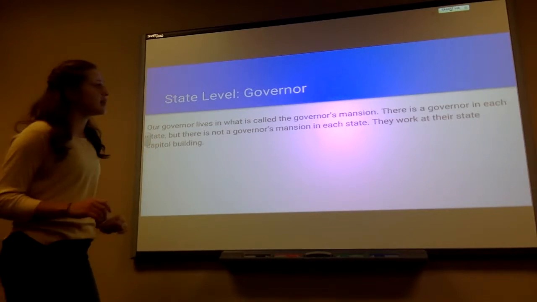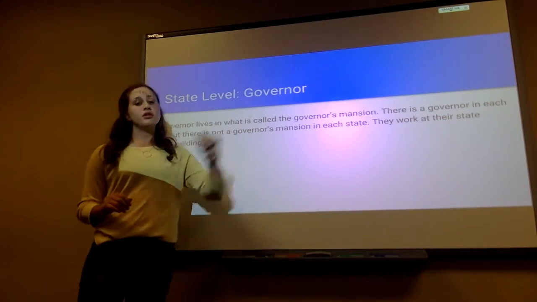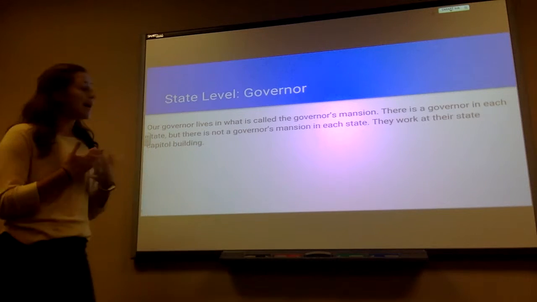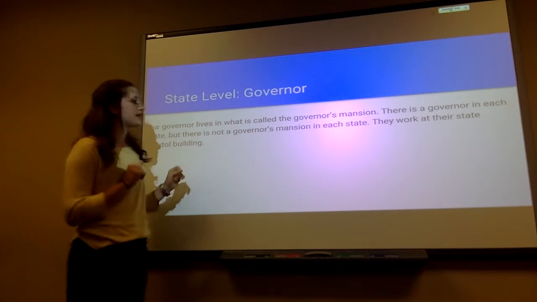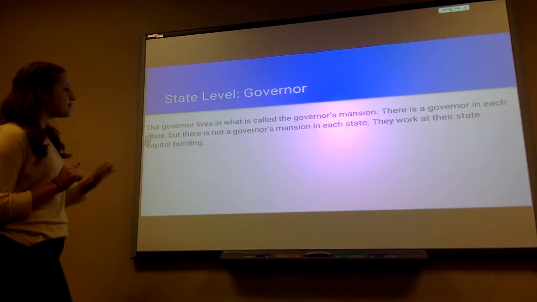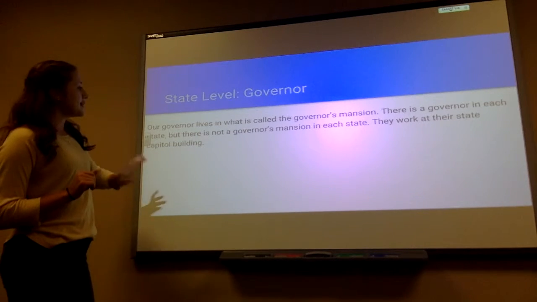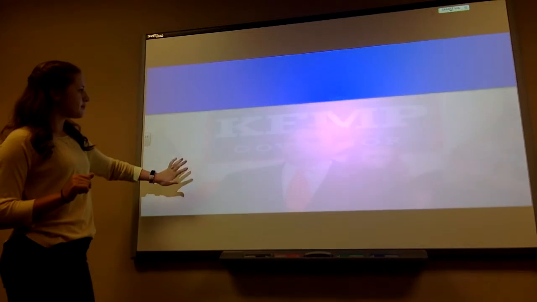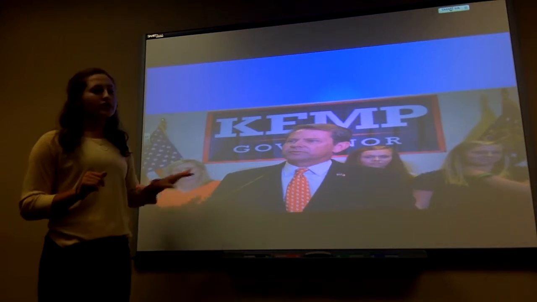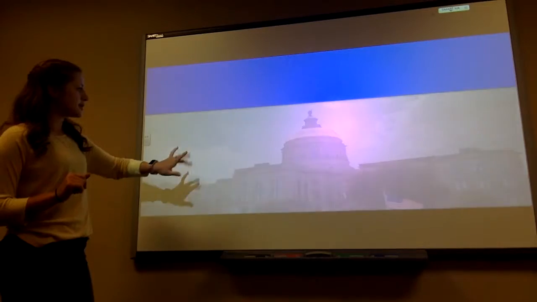The next level is the state level. Remember, this is where our governors are in charge. Our governor in the state of Georgia lives in a governor's mansion, but not every governor does. And there is a governor in each state. They work at their state capitol building. Here's our governor, Governor Kemp. Here's a state capitol building.